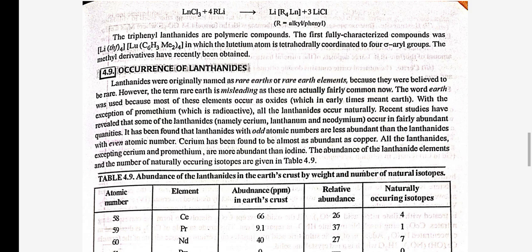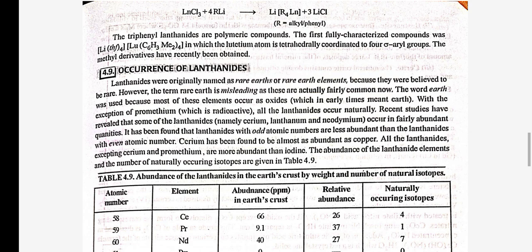Recent studies have revealed that some of the lanthanides, namely cerium, lanthanum, and neodymium, occur in fairly abundant quantities. It has been found that the lanthanides with odd atomic number are less abundant than the lanthanides with even atomic number. Cerium has been found to be almost as abundant as copper.